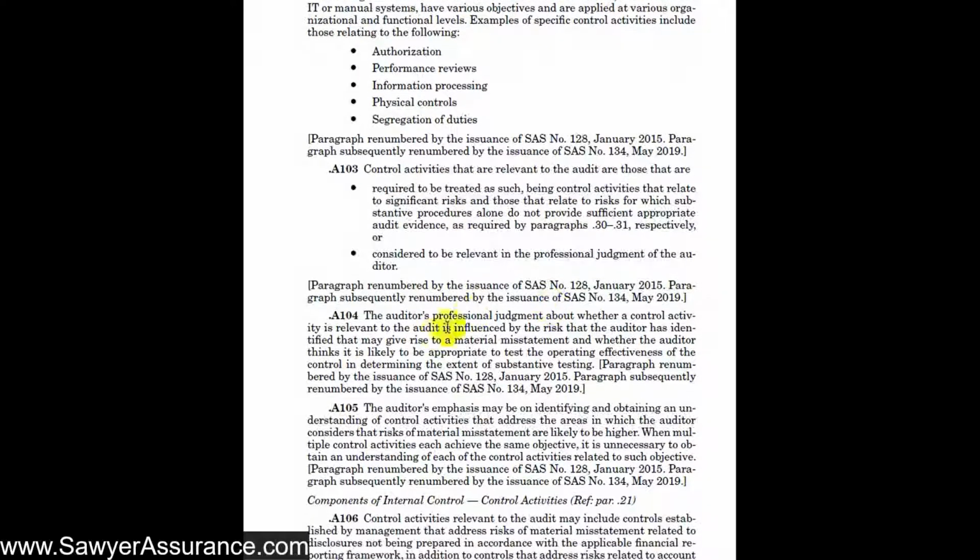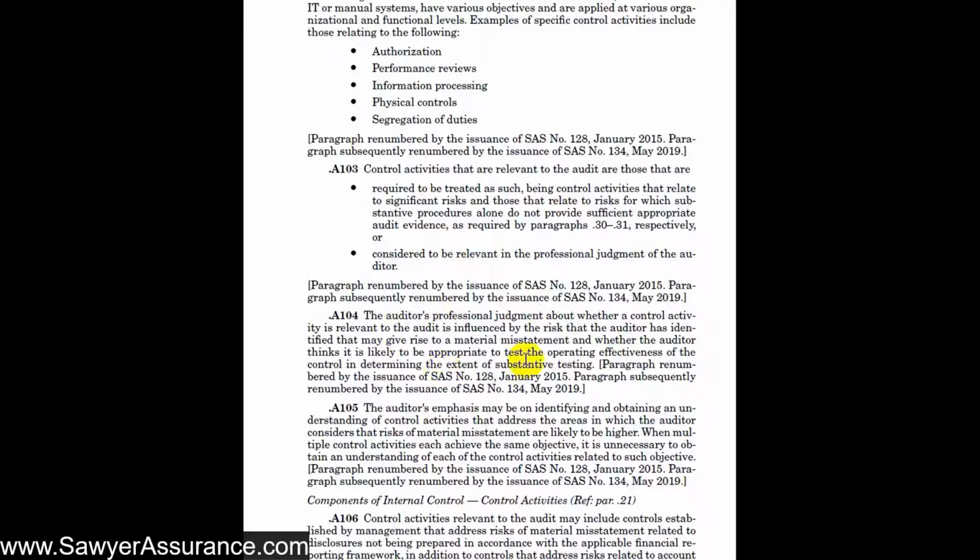Next it tells us a little bit about how our professional judgment might decide when a control activity is relevant. It says that a relevant control activity might be one that is influenced by a risk that we have identified that may give rise to a material misstatement, and whether we think it's appropriate to test the operating effectiveness of the control in determining the extent of substantive testing.